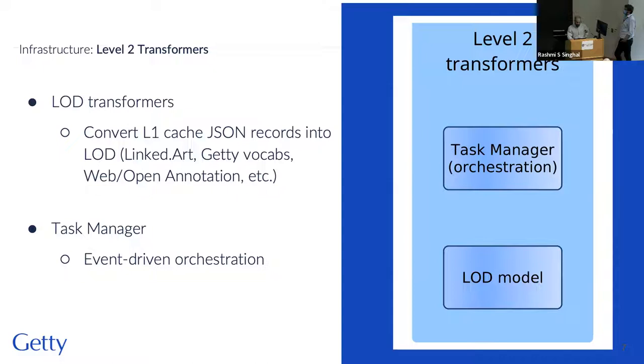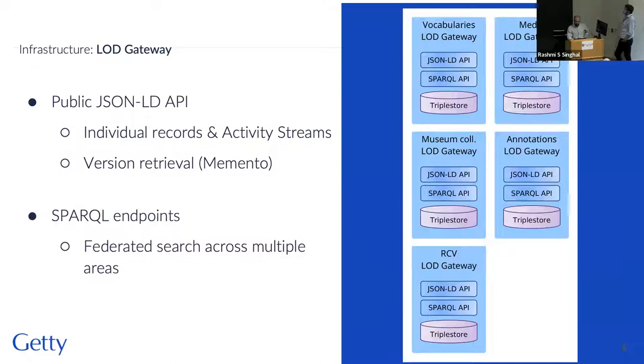And then we have the public facing part, which we call the LOD gateway. As you can see, there are several gateways for different parts of our data, but they all federate into a common data source. So we can actually perform SPARQL queries, for example, across the various repositories. We have one for the vocabulary, one for the media, which is just the media metadata, the technical metadata about media, and one for the museum collection, annotations of all sorts.